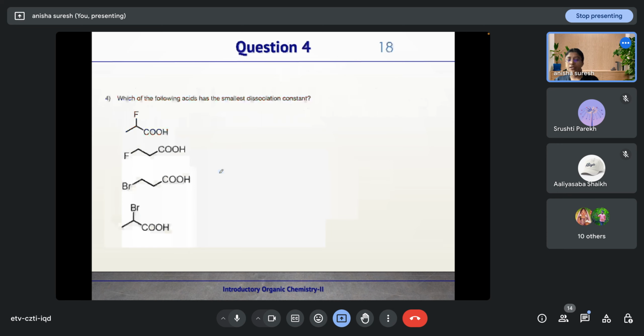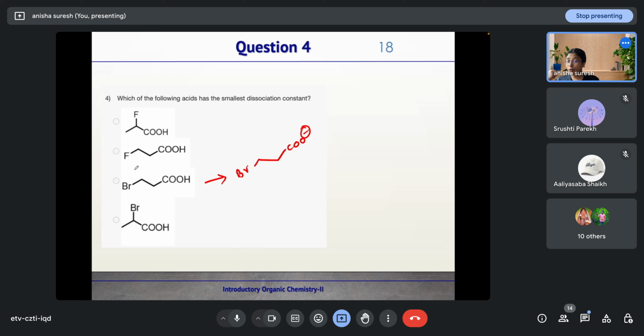Okay, so among these, if we are comparing the acidity here, BrCH2CH2COOH. The conjugate base, that is COO-, should be stabilized. Br is an electronegative atom, so it will be inductively withdrawing the electrons. But since it is one atom away, the effect will be lesser.